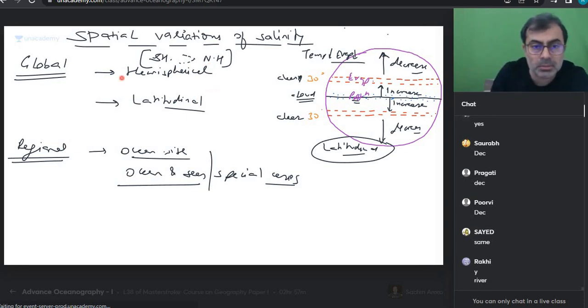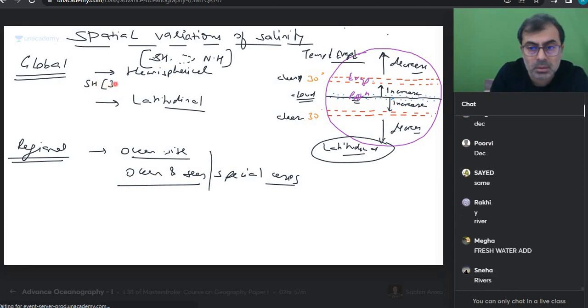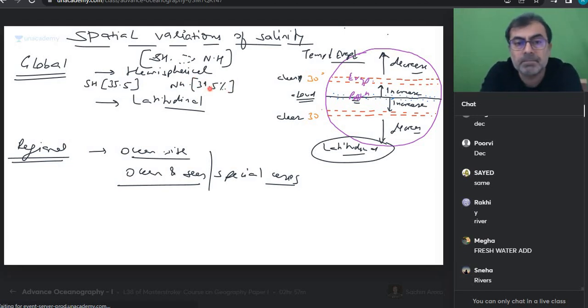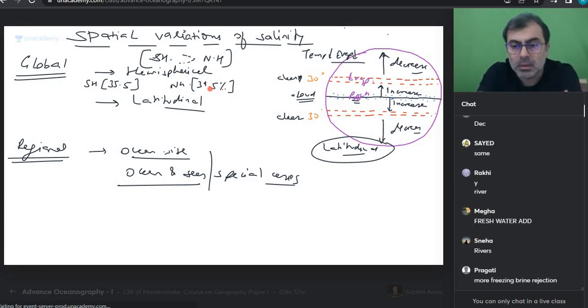If you ask me, southern hemisphere is, northern hemisphere is 34.5. Are we clear? Southern hemisphere, northern hemisphere. Now see, this is a reasoned account. Why? So tell me quickly. More freezing, brine rejection. Pragati is saying. So in the polar area she is saying, in the polar area it is happening, Pragati. What else?